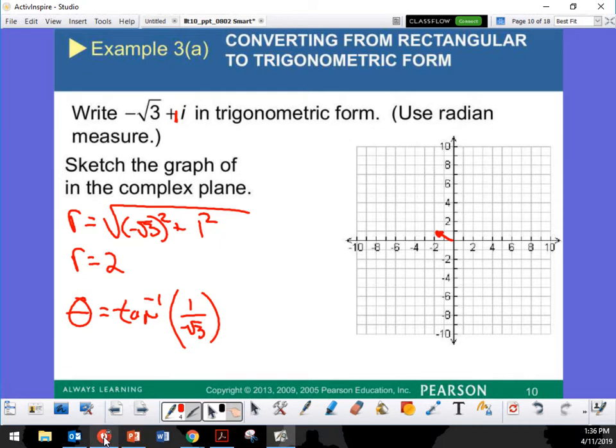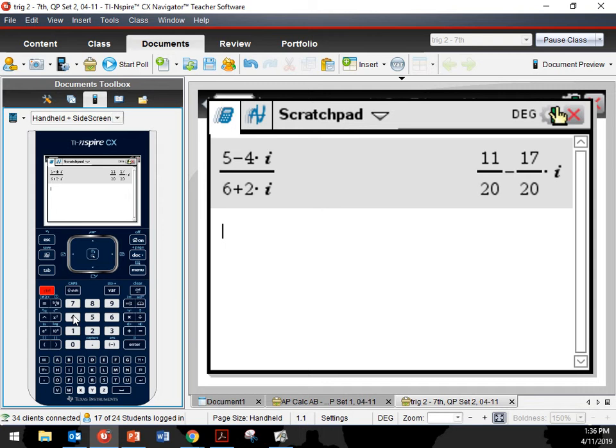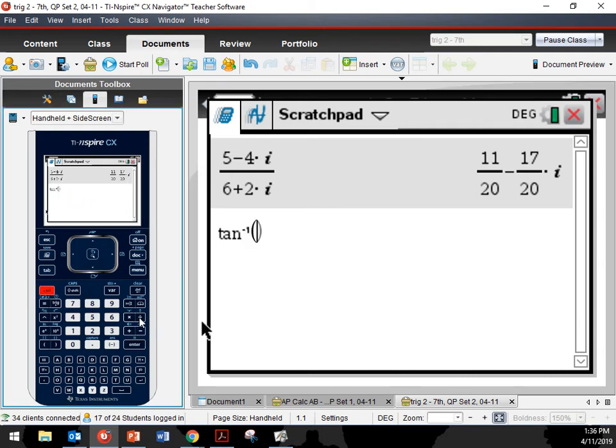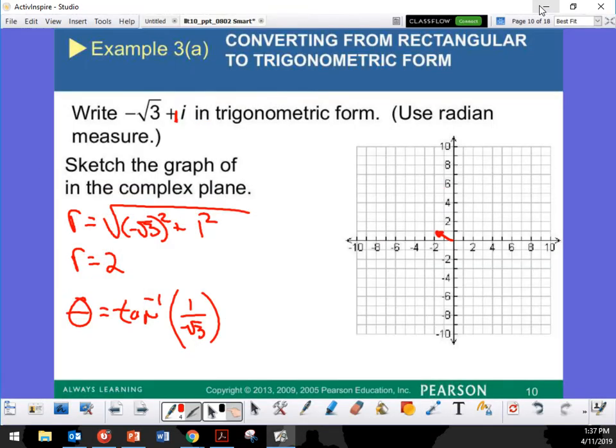Let's see. Arctangent. There you go. All right. So arctangent of 1 over negative radical 3. So it's negative 30 degrees. Okay, so now let's convert that. So let's see.